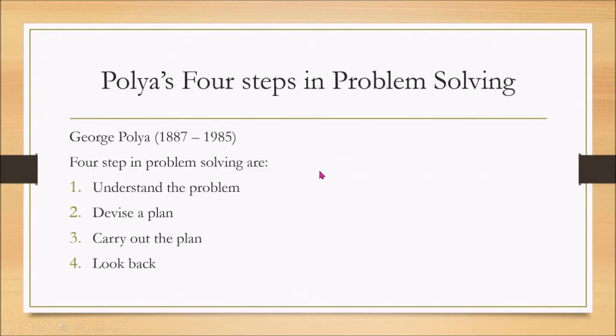Then we're going to talk about Polya's four steps in problem solving. This was made by George Polya, a mathematician. He has four steps in problem solving. These are: first, understand the problem. Second, you're going to devise a plan. Third, carry out the plan. And last is to look back. Carrying out the plan means you're going to work on it, work with your solution. And look back is like you're going to verify or check.